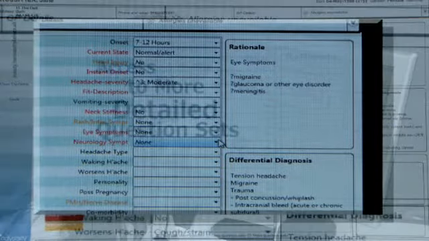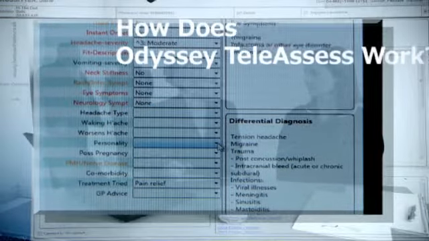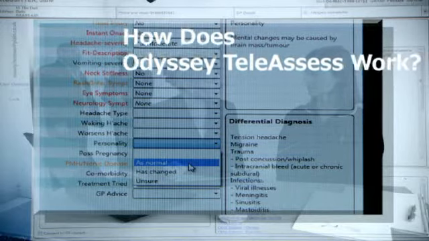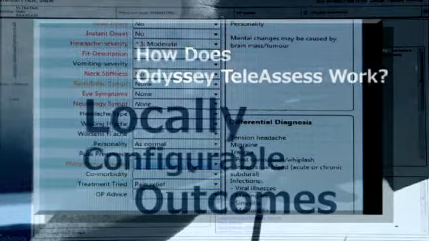Clinicians have access to more detailed clinical question sets that allow them to assess and prioritise patients comprehensively according to the severity of their presented symptoms. Locally configurable outcomes will range from patient self-care to referrals on to care by doctors or hospital emergency departments.